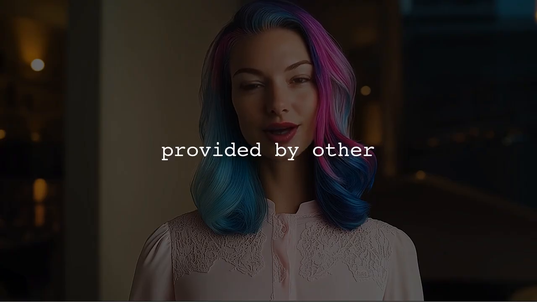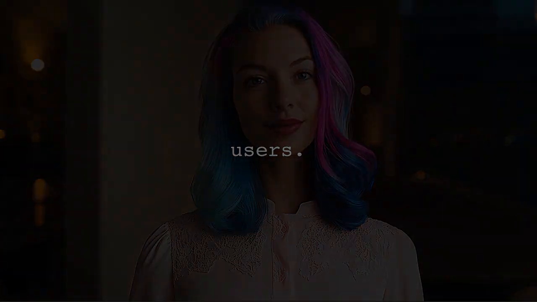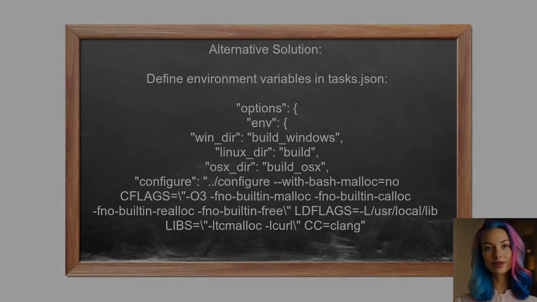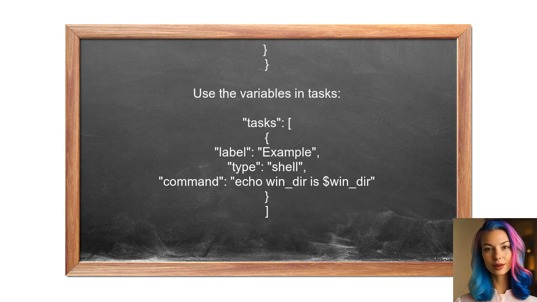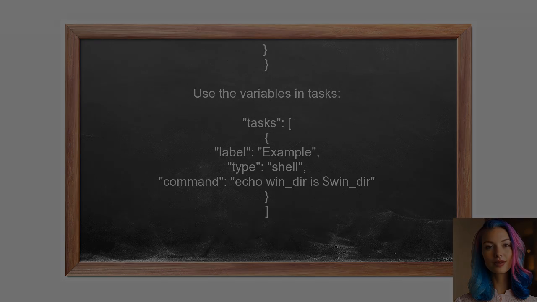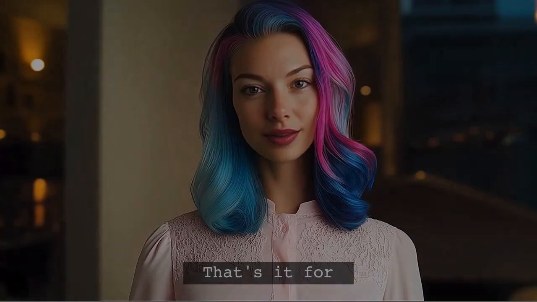Now, let's look at the answers provided by other users. An alternative approach suggested by a user is to define environment variables directly in your tasks.json file. This allows you to use these variables similarly to how you would use workspace root. For example, you can set up variables for different build directories and the common configure command. That's it for that response.